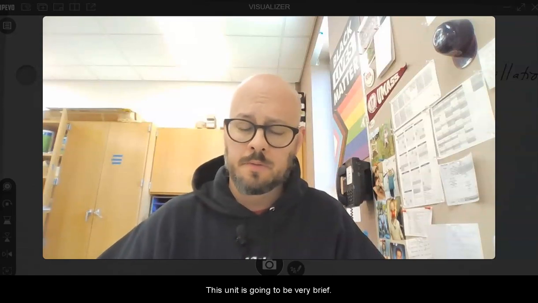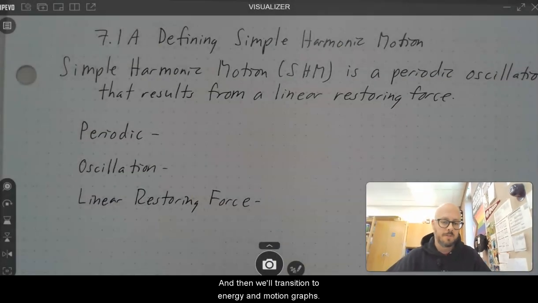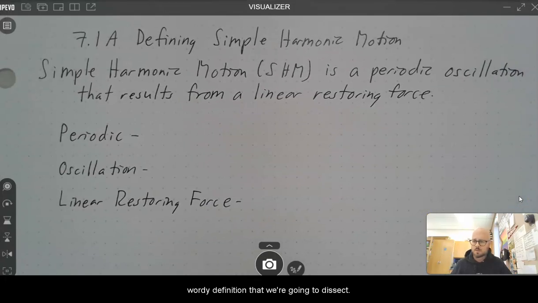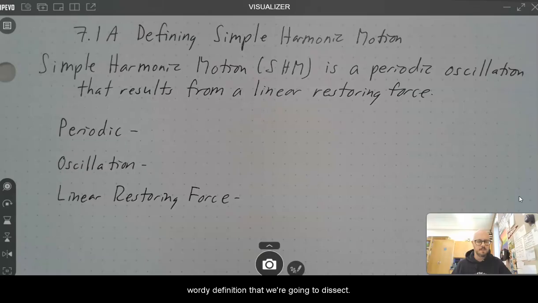Hey folks, welcome to Unit 7 on oscillations. This unit's going to be very brief. We're going to start off by defining simple harmonic motion and explaining it in terms of period and frequency, and then we'll transition to energy and motion graphs. So we'll start by just defining simple harmonic motion as a wordy definition that we're going to dissect, and then we'll look at an example of simple harmonic motion with a spring.